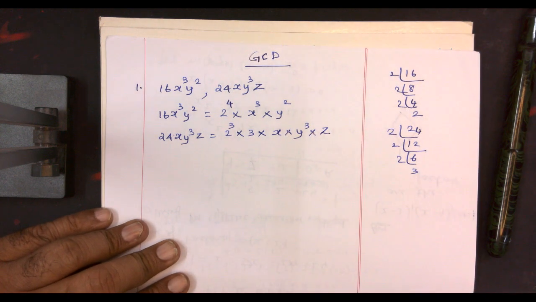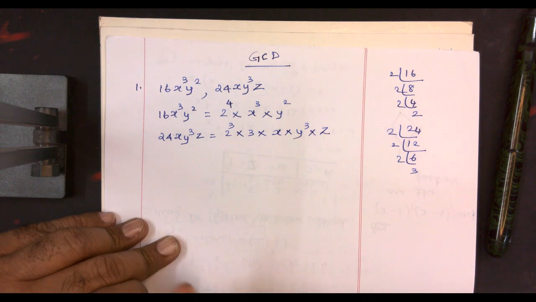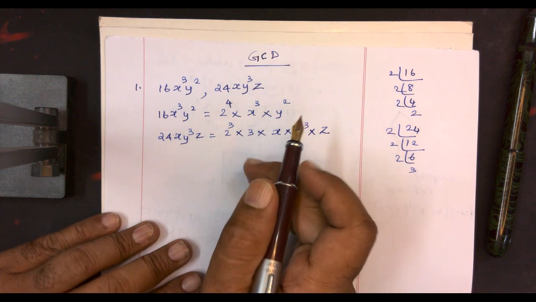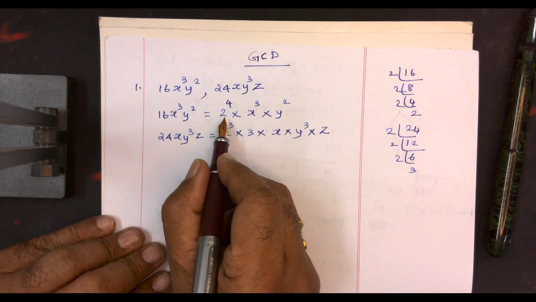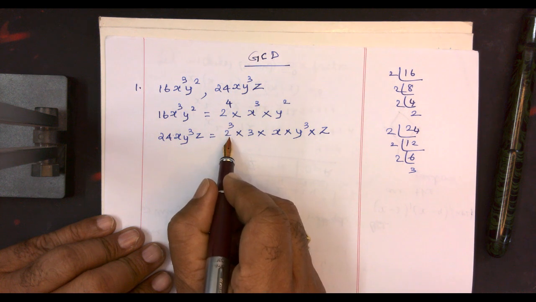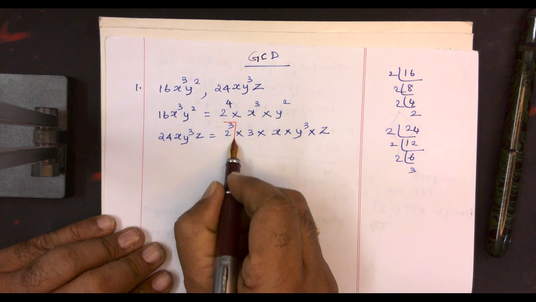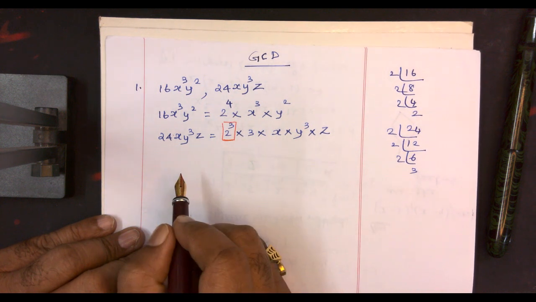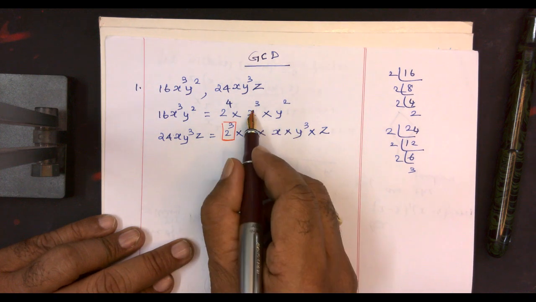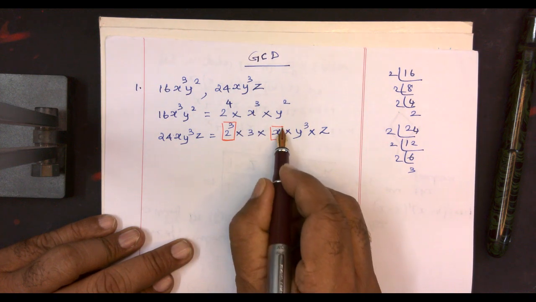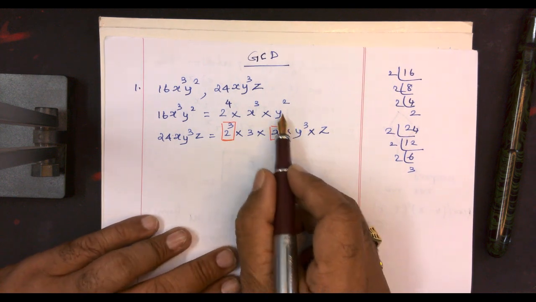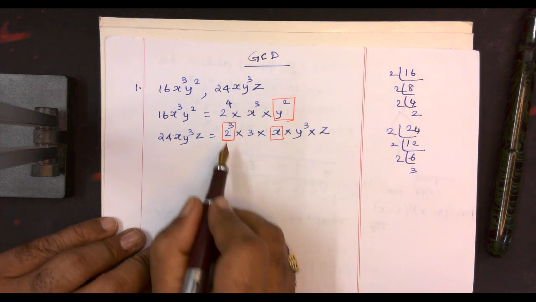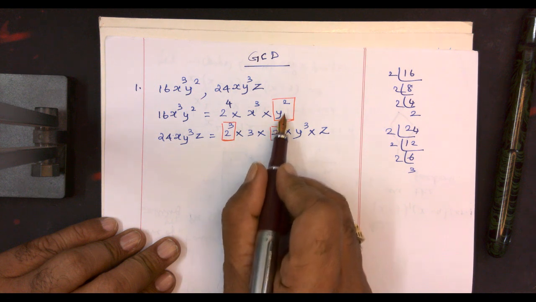Now what you are supposed to do is you have to take the lower common term. For example, here 2 power 4, 2 power 3. See, 2 power 3 is the lowest common term between these two, and among x cube and x, x is the lower common term. And what about y squared and y cube? Y squared. Are you able to follow? So these are called the greatest common divisor.